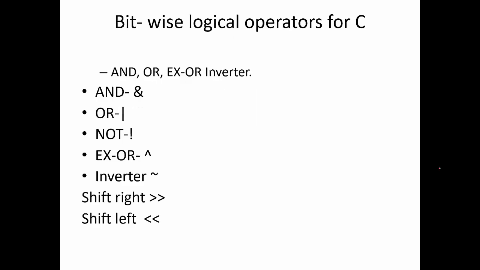So these are the bitwise logical operators for C: AND, OR, XOR, and inverter. For AND we use the ampersand symbol, for OR the standing line, and for NOT the exclamation mark. If it is a caret, then it indicates XOR, and if it is a tilde, that looks like a sine wave, then it is the inverting operation.